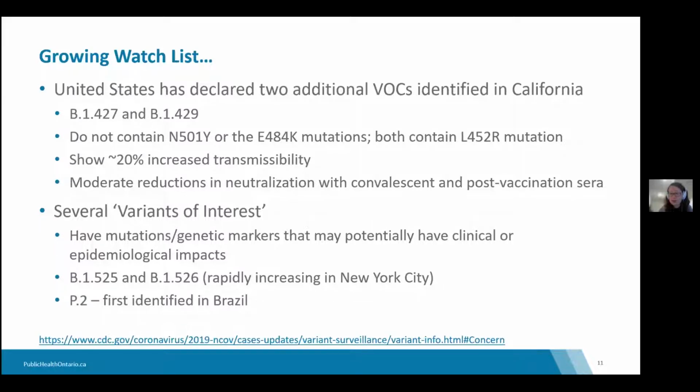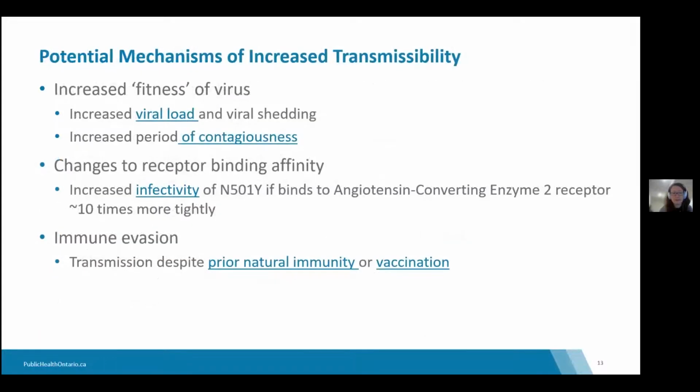In addition to these variants of concern, there are also variants of interest, or VOIs, that have been designated as well. These have some mutations in genetic markers that may potentially have clinical or epidemiological impacts, but those impacts have not been fully established to upgrade that VOI, the variant of interest, to becoming a true variant of concern. A few of these would include the B1525 and the B1526, both of which have been identified in New York City and have been leading to a rapid increase of cases in the New York City area. Another example would be the P2, similar to the P1, again first identified in Brazil.